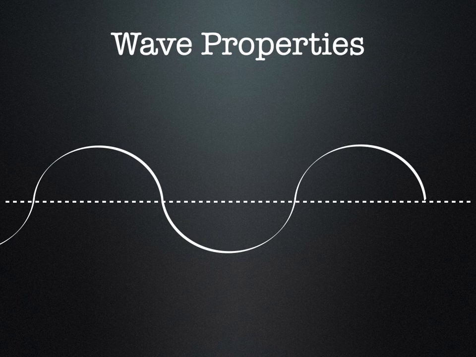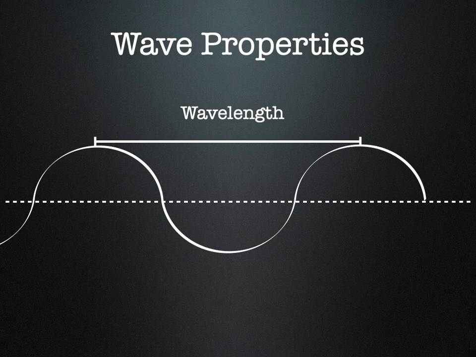Let's talk about the different properties of a wave in general, and then we'll apply that to electromagnetic waves. The highest point on a wave is called the wave crest. That's the very top of the wave. The lowest part is called the trough. So highest point, crest; lowest point, trough. The distance between any two crests, or the distance between two troughs, or between any two successive points is called the wavelength.